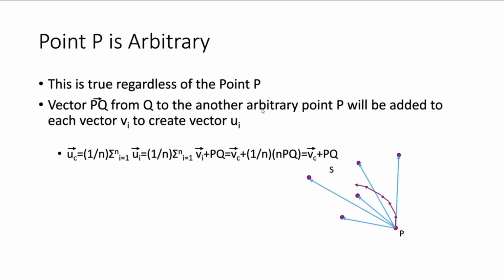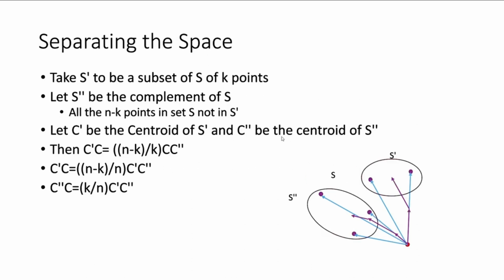If we include a point Q, we can add vector PQ to each vector Vi to create the vectors Ui. The mean of these vectors will also be equal to the mean of the vectors V plus the vector PQ, as shown in the proof right there.